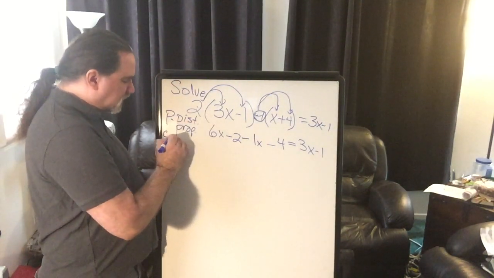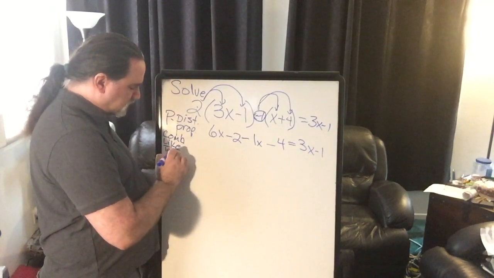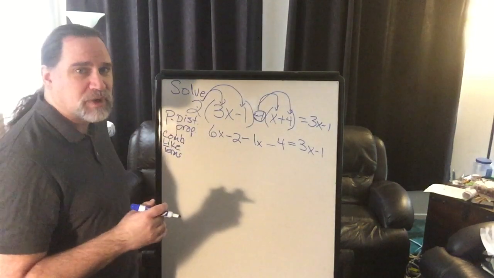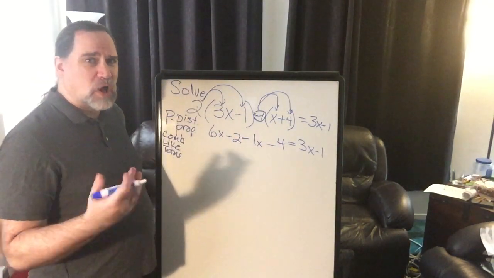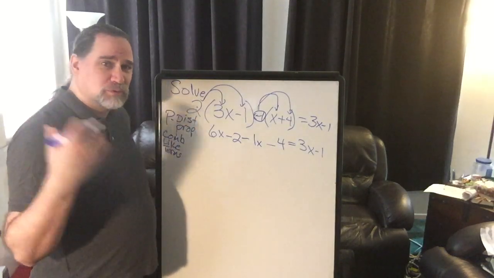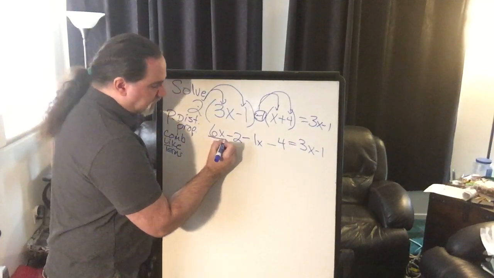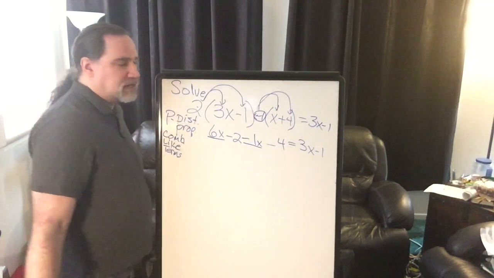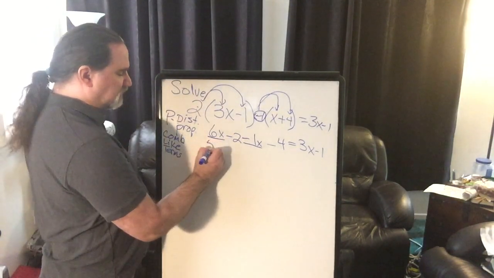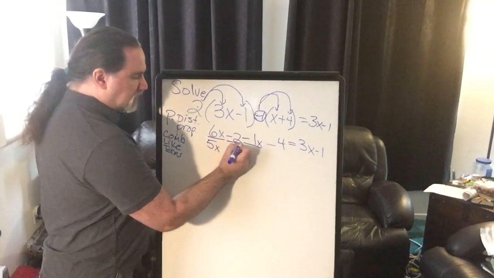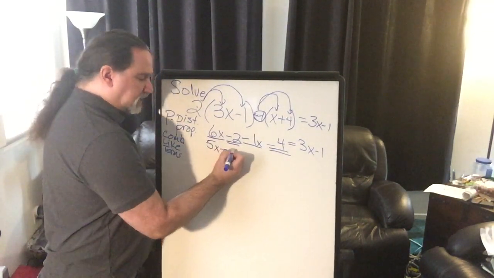The next is going to be, we're going to combine like terms. And the reason that we want to do this right now is because we have the same variable on the same side of the equal sign, and if we don't deal with it now, it's going to mess us up later. So right away, I want to go 6x minus 1x, or you could see that as just 6x plus negative 1x. It's simply 5x. We go negative 2 and negative 4. That would be negative 6.